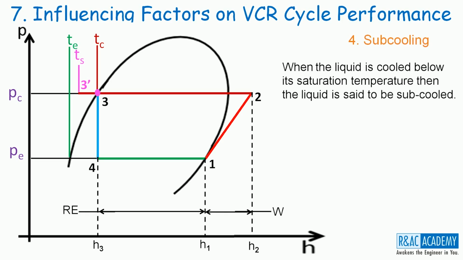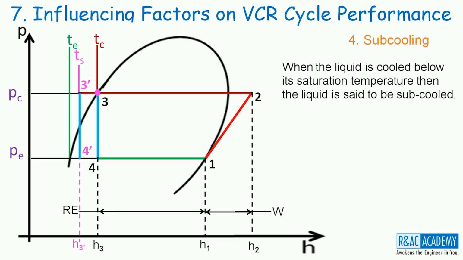So, at 3', the refrigerant is subcooled to temperature TS, but the pressure remains unchanged at PC. Please remember, during subcooling, the pressure of the refrigerant does not change. So, at state 3', temperature TS and pressure PC, the refrigerant will now enter into the expansion device, and gets expanded from PC to PE to state 4'. The corresponding enthalpy value is H3' or H4'.